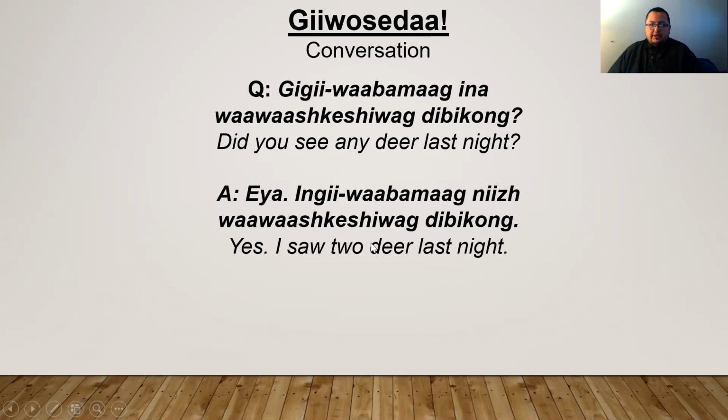Wawashkeshiwag. You always want to put the plural on that, because if you made this front part plural, you're going to make the animal plural also. Okay. Ingi wabamag nij wawashkeshiwag dibikung. I saw 2 deer last night.